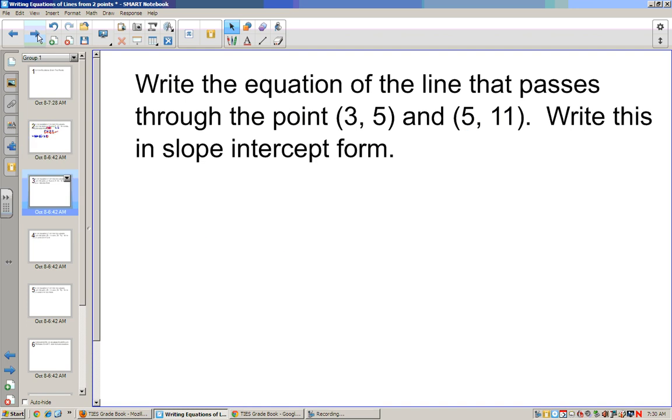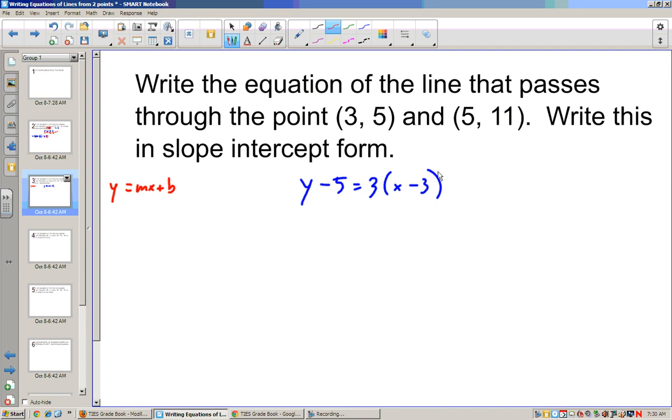Now, this next problem says write that equation, we said y minus 5 equals 3 times (x minus 3), and we're going to write it in slope-intercept form. Slope-intercept form is something like y equals mx plus b, or sometimes they say ax plus b.